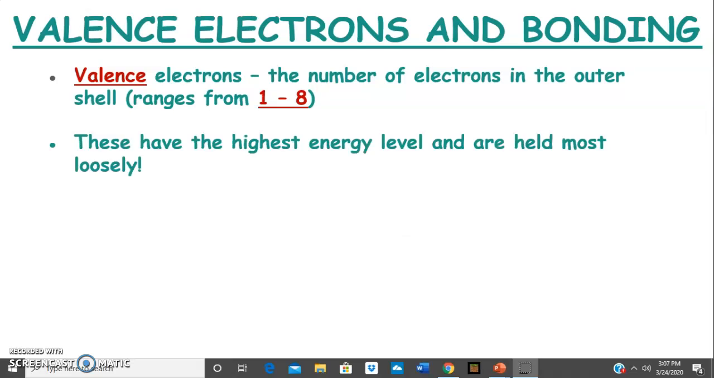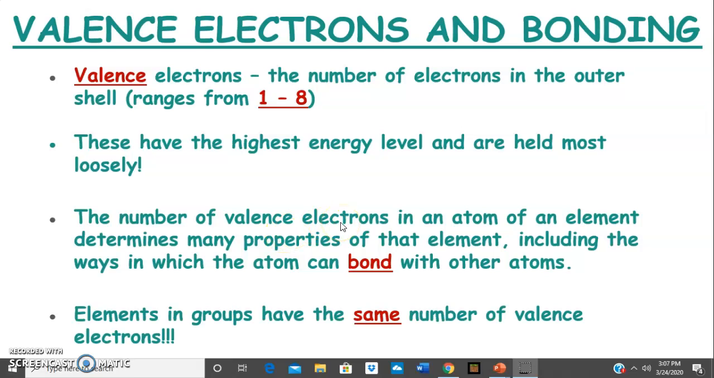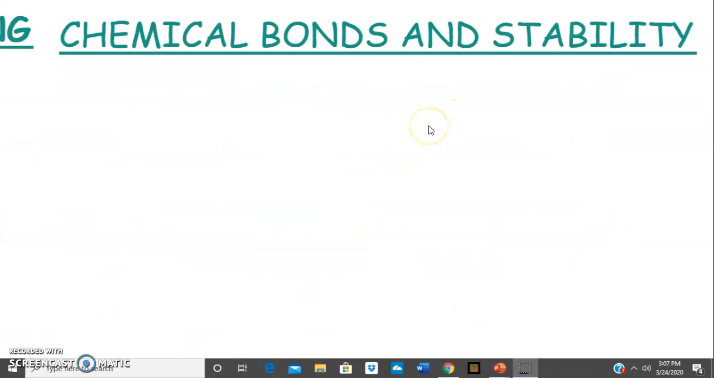All right, so for valence electrons, the number of electrons in an outer shell can range from 1 to 8. They have the highest energy level and they're held the most loosely. The number of valence electrons in an atom of an element determines many properties about that element, including the ways they can bond with other atoms. Elements in groups have the same number of valence electrons. So, for example, all of the group 1 elements have 1 valence electron. All of the group 14 elements have 4 valence electrons. And we'll look at that more in a second.